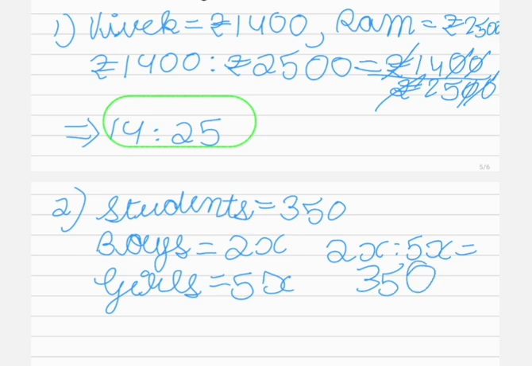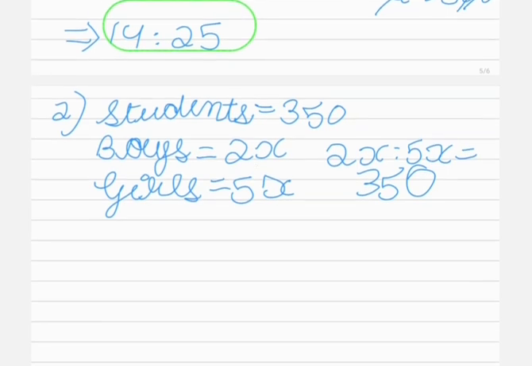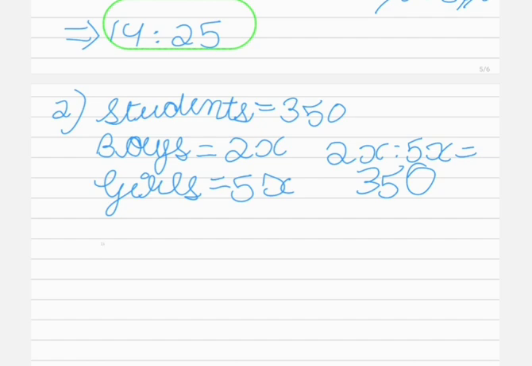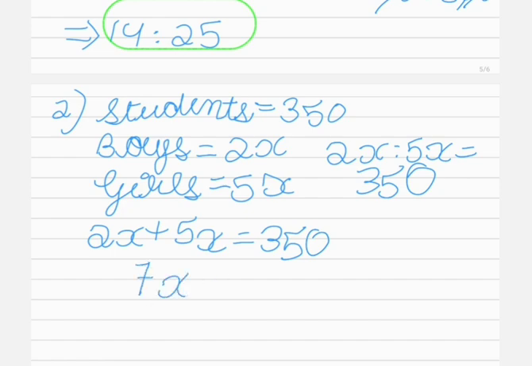2x plus 5x is equal to 350. And you know that the total students are 350. So boys plus girls will equal the total students, which is 350. So we have the same variables, and as you know, the same variables can be added. So 2x plus 5x will equal 350. And it's very easy to find the value of x. 7x will equal 350. x will equal 350 by 7.